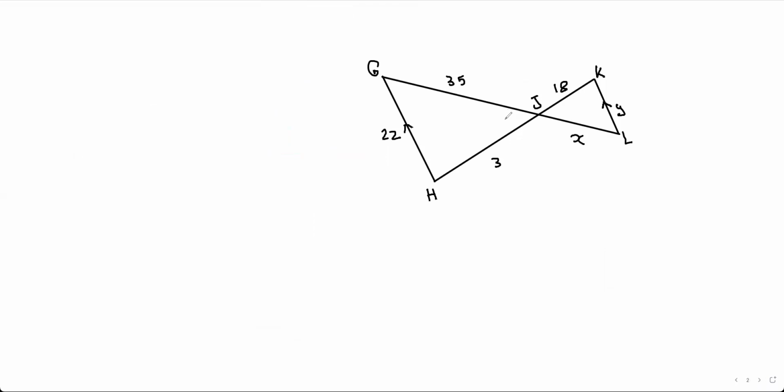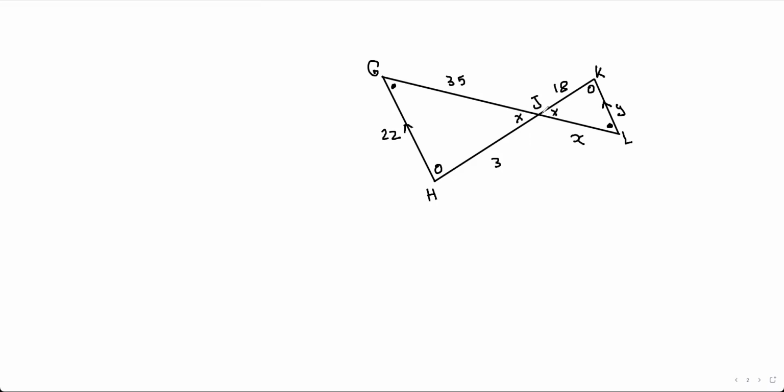they haven't given me any angles here, but the properties of parallel lines tells me that because this line is parallel to this line, then this angle here is vertically opposite to this angle. So these two angles are the same. And also this angle here is vertically opposite to this angle. And therefore the third angles must be equal, this and this. Also we know that these two angles are vertically opposite, so they should be the same.